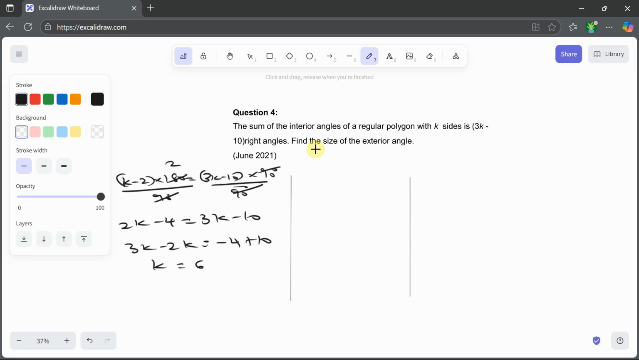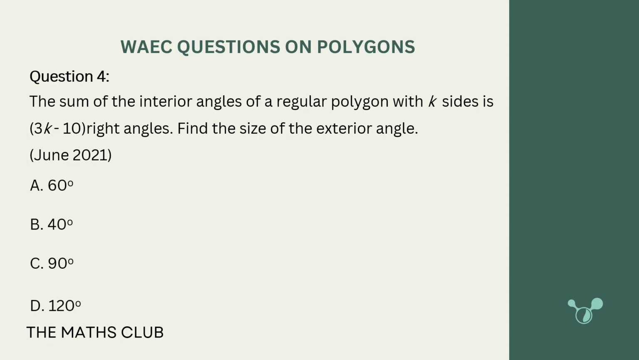So the size of an exterior angle, we know each exterior angle would be 360 divided by k, because k is the number of sides that we have, and that will be 360 divided by 6, and that will give me 60 degrees. So the size of each of the exterior angles is 60 degrees. Let's see if we're correct. That will be option A. Great.